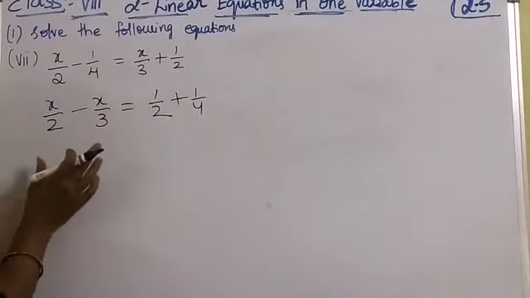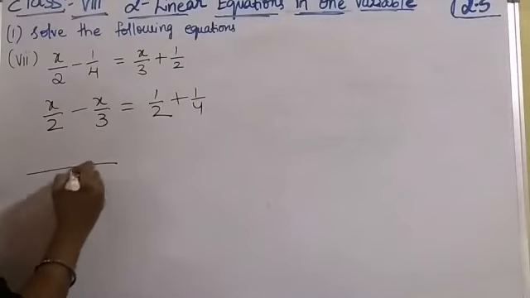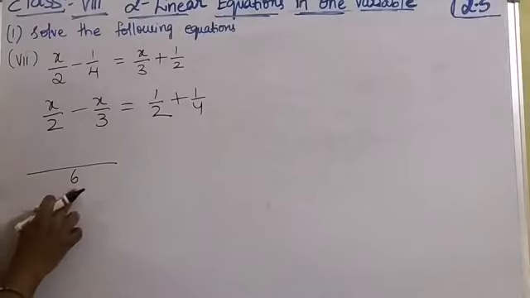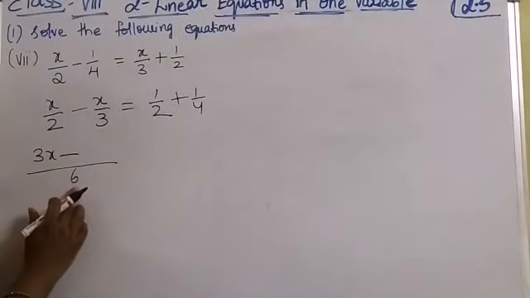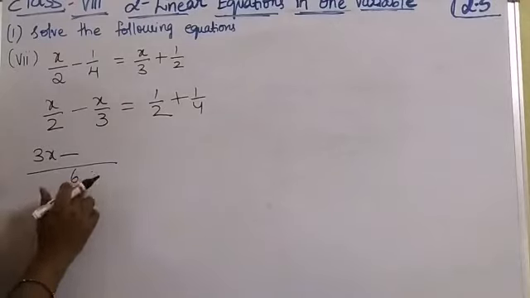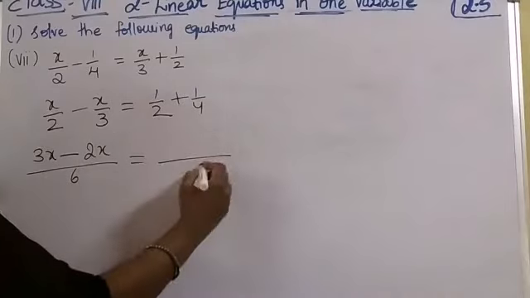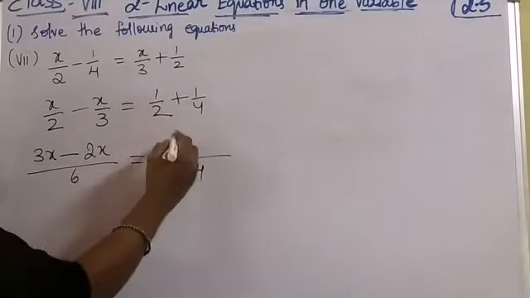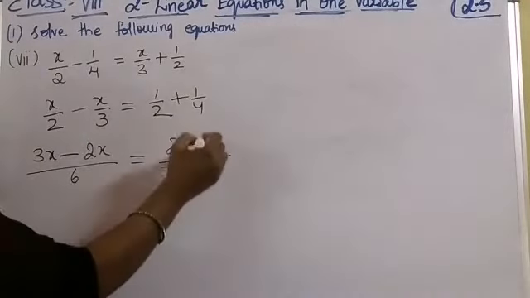Now LCM you take in the LHS as well as in the RHS. LCM of 2 and 3 is how much? 6. 2, how many times will it go in 6? 3 times. So 3 into x, 3x minus 3, how many times will it go in 6? 2 times. So 2 into x, 2x equal to, here LCM of 2 and 4 is 4. 2, how many times will it go in 4? 2 times. So 2 ones are 2 plus 4, how many times will it go in 4? 1 time. So 1 ones are 1.